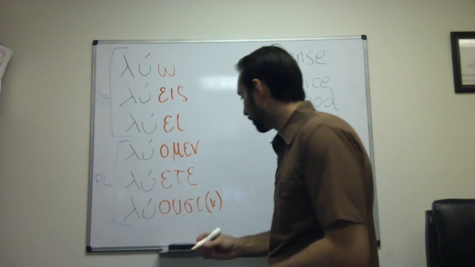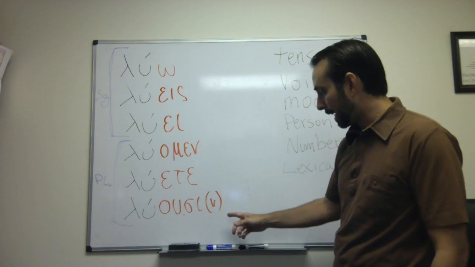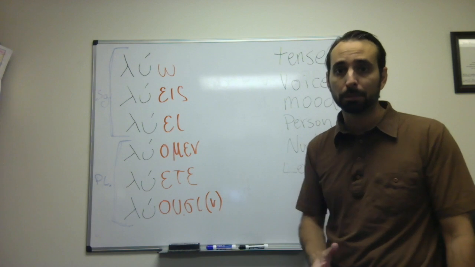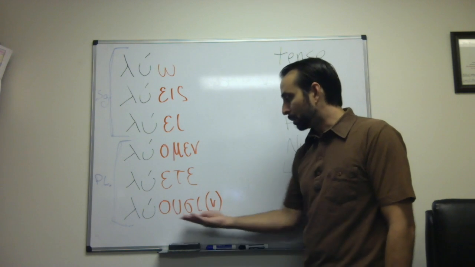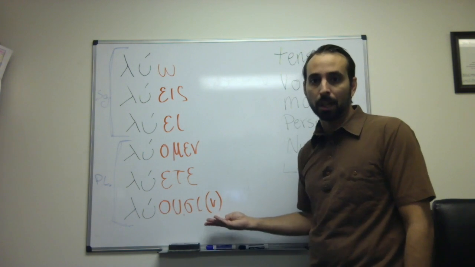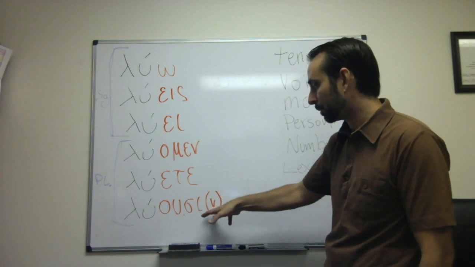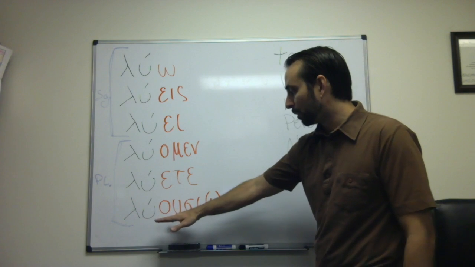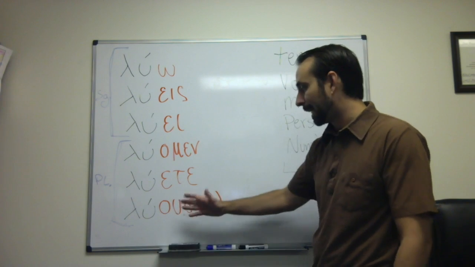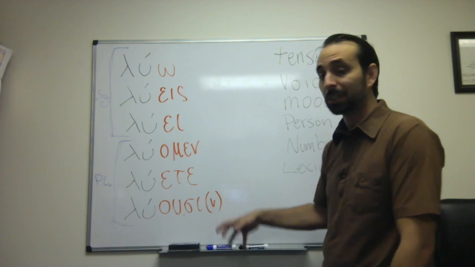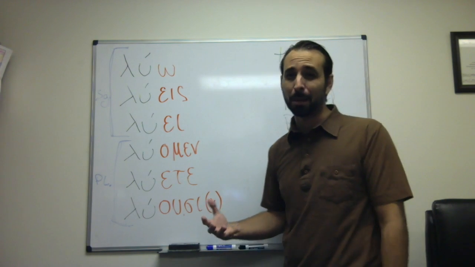And I'll put that little nu in parentheses. If you're wondering what this little n is, it looks like a V, but it's an N, a nu in parentheses, they call this a movable nu. And you should memorize it with the ending, but just know that there are times when it'll drop off depending on what follows the verb and for different reasons. So I kind of learned it as ousin, and then if I don't see the n, I still recognize the ending. So learn it with the n, but they put it in parentheses to tell you it's a movable nu, and sometimes it'll drop out.